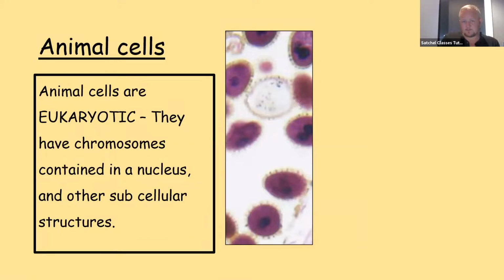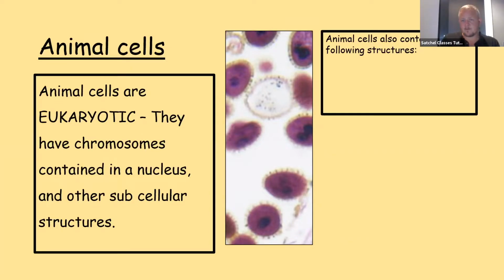Animal cells. Animal cells are eukaryotic. They have chromosomes contained in a nucleus, and they have other subcellular structures. Animal cells also contain the following structures: cell membranes, cytoplasm, ribosomes, and mitochondria. We'll get into the function of these later, but you should know some of the jobs that they do, just from what you've been taught in year 7 and 8.